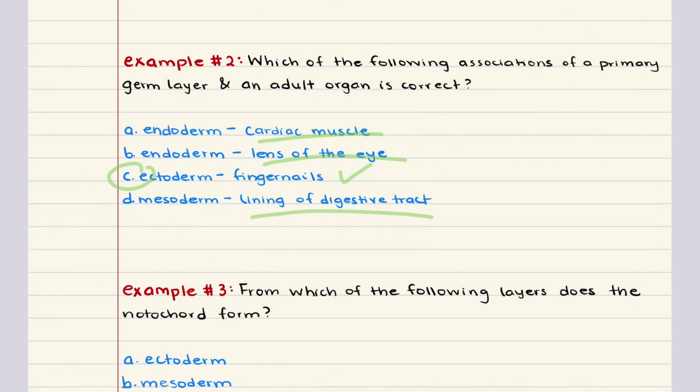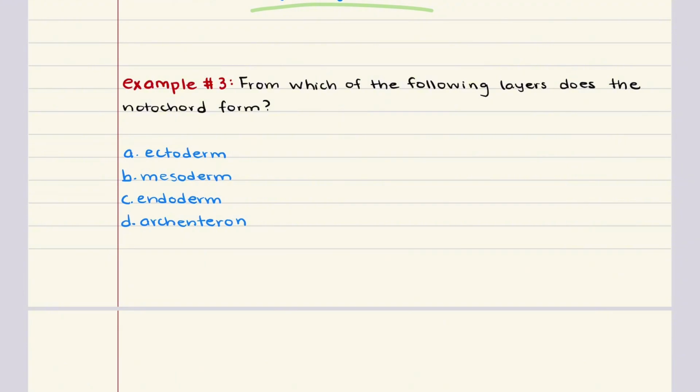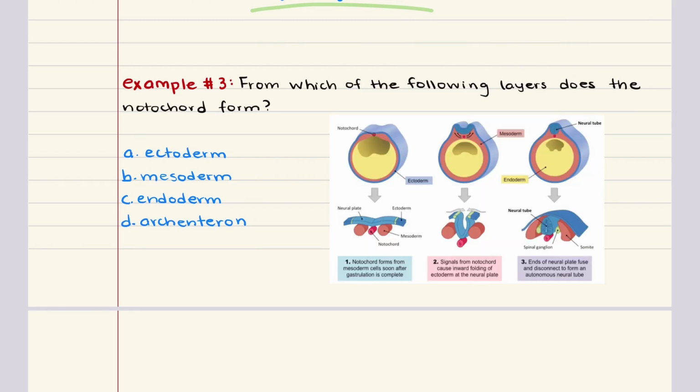Let's move on to problem 3. Problem 3 says, from which of the following layers does the notochord form? The notochord is a rod-like structure that plays a crucial signaling role during embryonic development, especially in the induction of the overlying ectoderm to form the neural tube. The structure itself arises from the mesoderm, which is the middle germ layer that's responsible for forming muscles, bones, the circulatory system, and supportive structures like the notochord. So therefore, the correct answer here is going to be B.